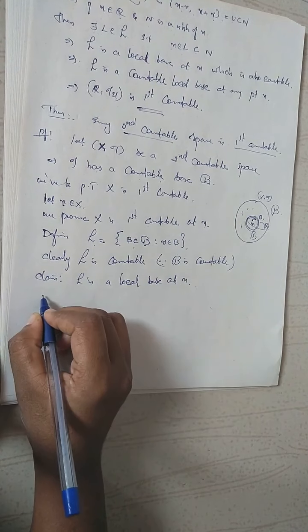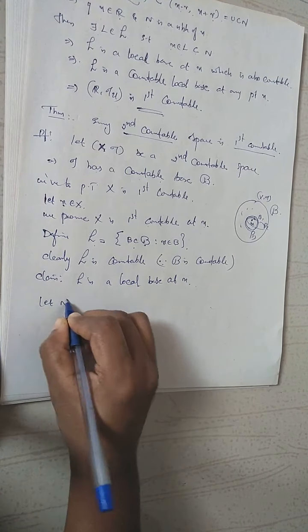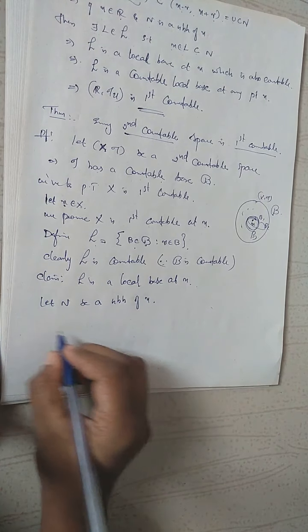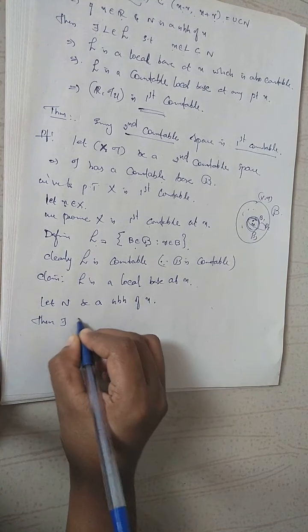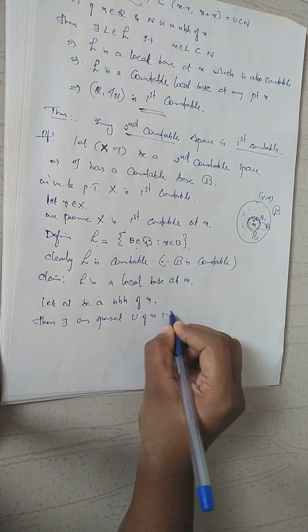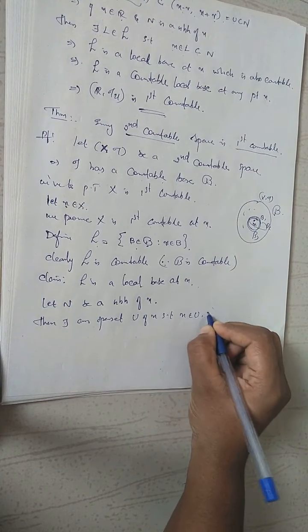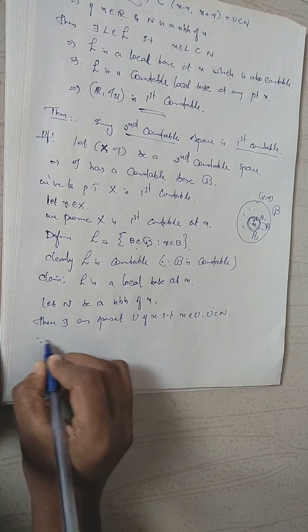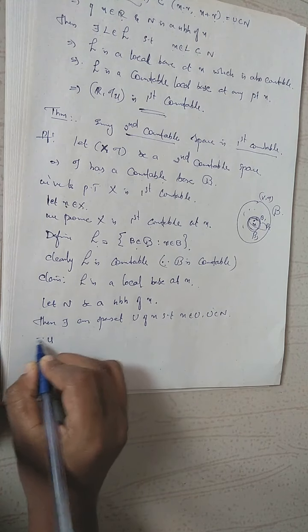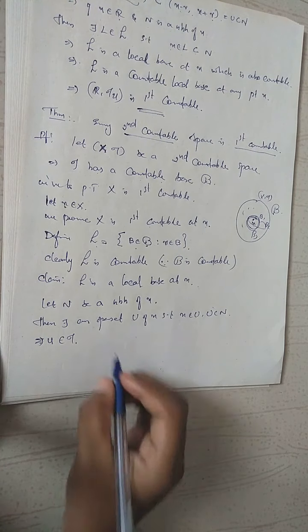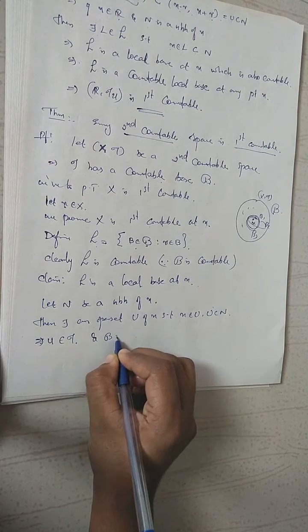For that I choose a neighborhood. Let N be a neighborhood of X. Then by definition there exists an open set U of X such that X belongs to U and U is contained in N. Since U is an open set, U belongs to tau, and B is a base for tau.